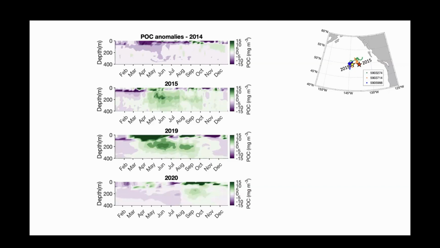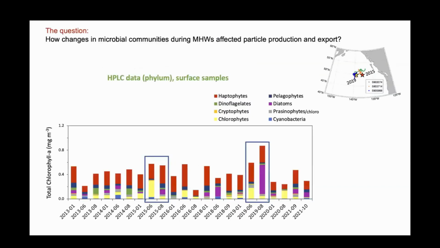And then we wanted to understand who were the producers. Did we have a different microbial community growing? Did we have different zooplankton growing that could be grazing faster or slower, and where were they in the water column? So, starting with phytoplankton, HPLC data down to phylum, surface samples only, we can see that in the first marine heat wave, chlorophytes grew way more than in other years. And then in that second marine heat wave, during the summertime, a lot of diatoms grew. But you don't really see anything super different other than that.